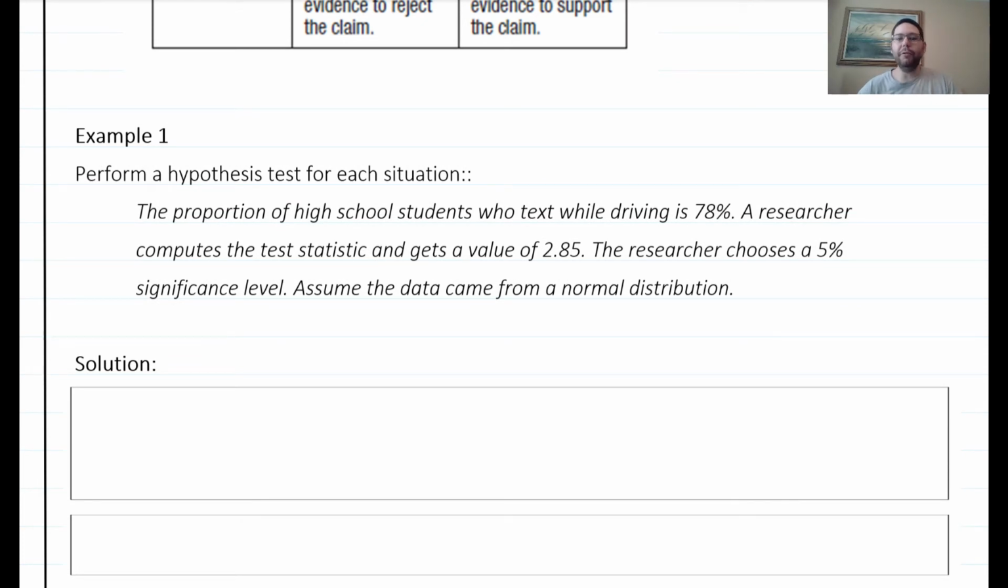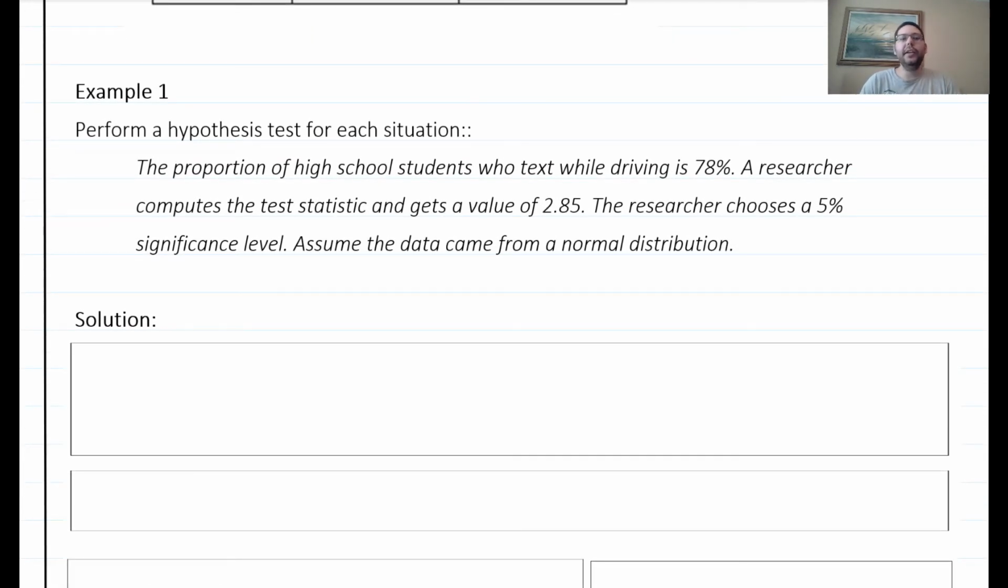So example 1, perform a hypothesis test for the situation. The proportion of high school students who text while driving is 78%. A researcher computes the test statistic and gets a value of 2.85. The researcher chooses a 5% significance level. Assume the data came from a normal distribution.